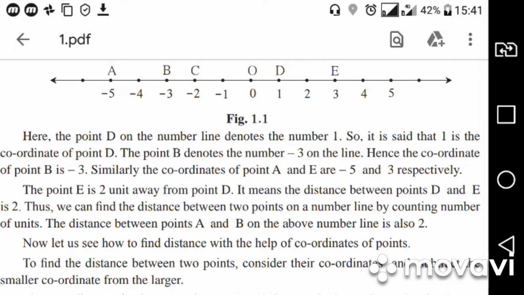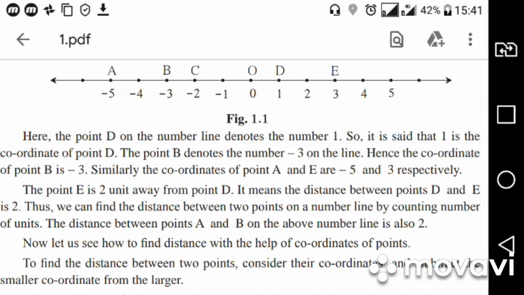So if we take two points D and E, then the coordinate of point E is 3 and the coordinate of point D is 1. So we can say point E is 2 units away from D. So the distance between D and E is 2.